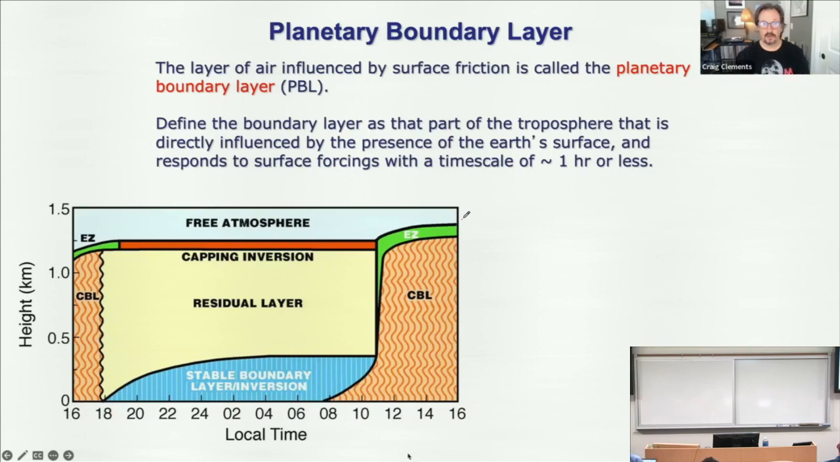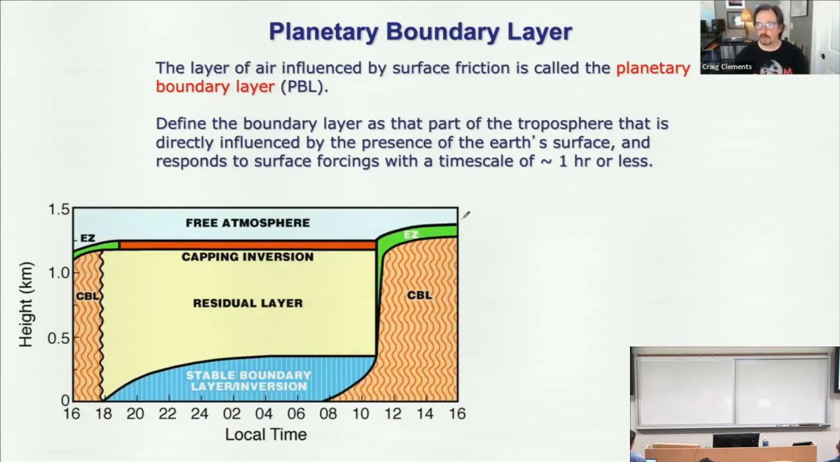By morning, we have the buildup of the convective boundary layer. It starts very shallow, and it builds and builds and builds until it reaches its maximum. And the entrainment zone indicates where we have boundary layer air mixing with free tropospheric air, and free tropospheric air moving into the boundary layer.